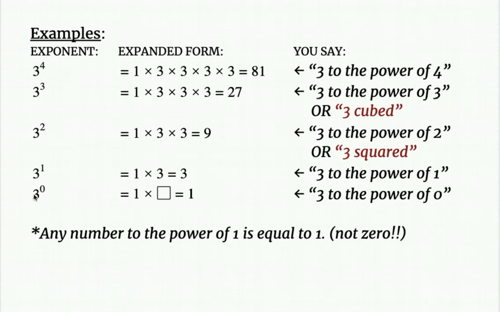Any number as the base, to the power of 0 will always end up as 1 because there's no number that's being multiplied by. The 1 is literally the last one left over. So that answer is automatically 1, not 0.